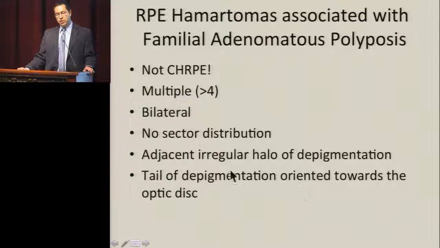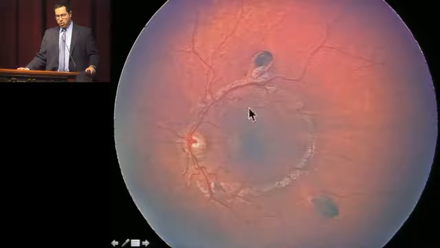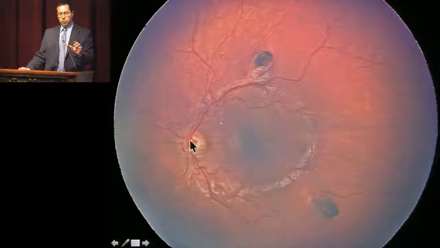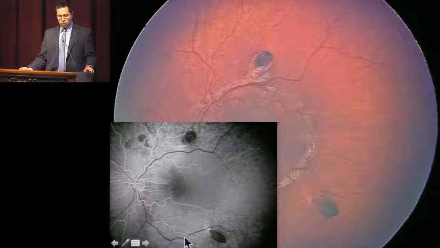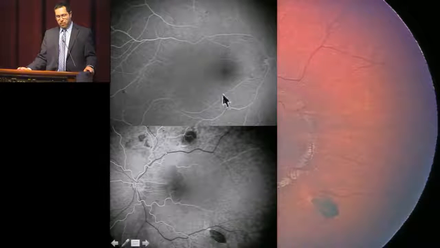They have this adjacent halo of the pigmentation, and they have a tail of the pigmentation that points towards the optic disc. And this lesion shows them very nicely. You see this halo of the pigmentation, and they have this tail that points towards the optic disc. And if you do fluorescein, actually it highlights them. You can actually see there are probably more lesions in this area. Again, this eye probably has very tiny lesions too.